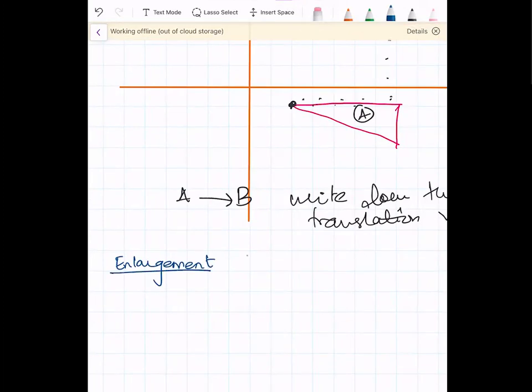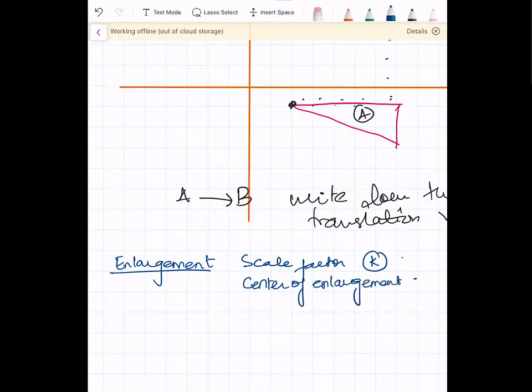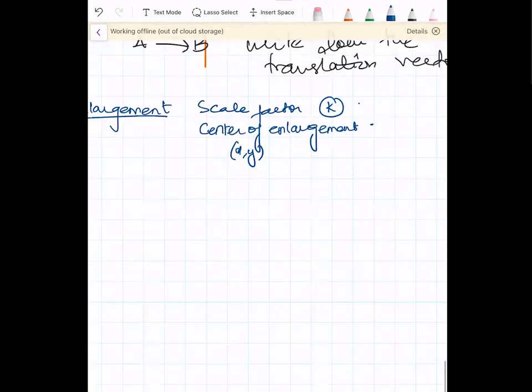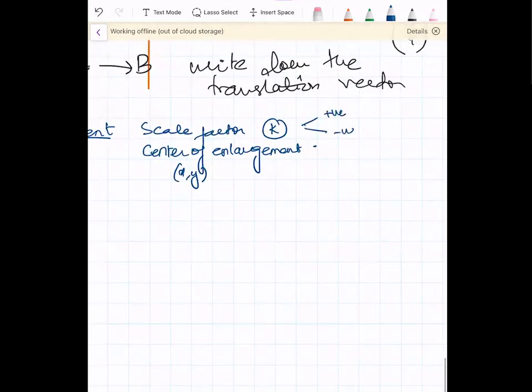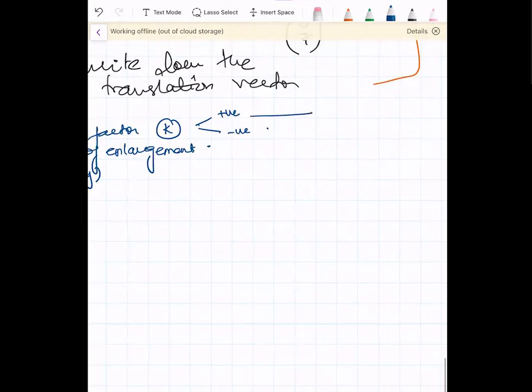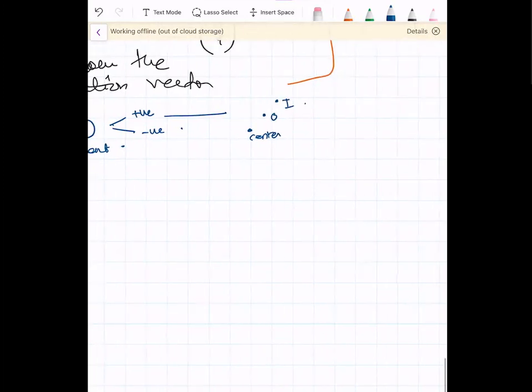One is scale factor, which is represented by K, and the other is center of enlargement. Because it is X comma Y. Now, scale factor can be positive. It can be negative. Positive scale factor means, let's suppose your center is here. Your object is above the center, so the image is also going to be above the center. If the center is to the left, object is to the right, image will also be to the right. Center is here, object is to the left, image will also be to the left.